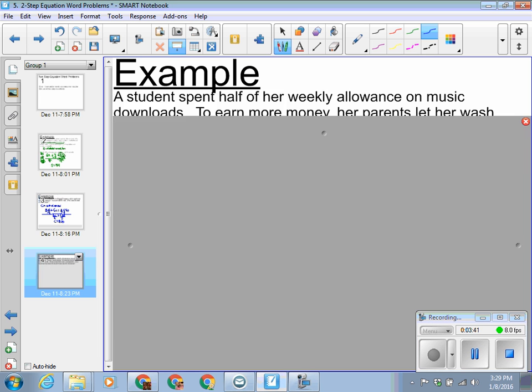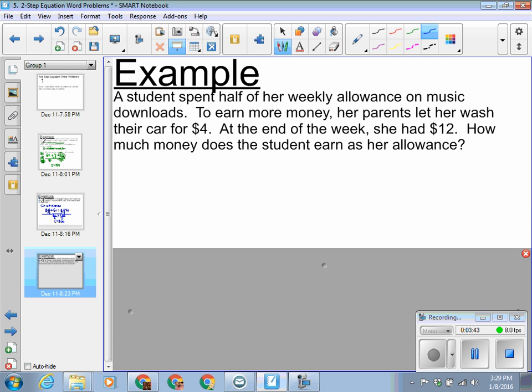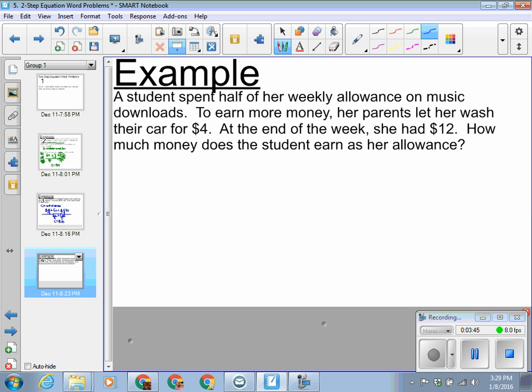And the last one is kind of a preview. Well, no, it's not. It is a preview for tomorrow. A student spends half her weekly allowance on music downloads. To earn more money, her parents let her wash the car for $4. At the end of the week, she had $12 total. How much money does the student earn as her allowance?